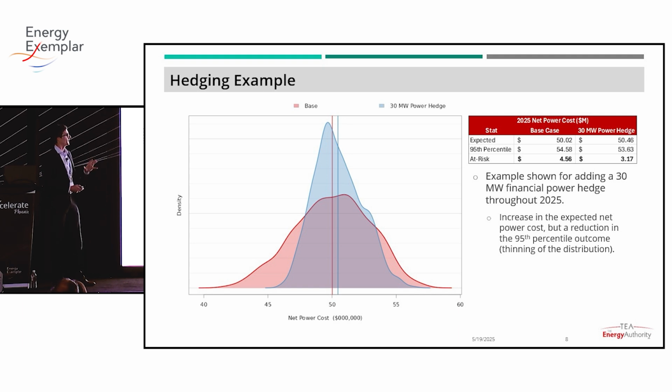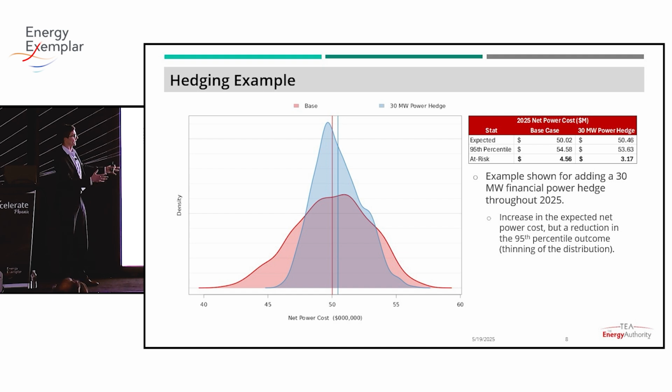So I mentioned this earlier, one of our primary use cases for running stochastic simulations in midterm analysis is evaluating the benefit of a prospective financial power or natural gas hedge. We use these simulations from Plexos to generate our power cost distribution, and then at the end of this process, we have an application that allows us to layer on a financial power or gas hedge and determine, does this thin our distribution of outcomes for power costs in the future?